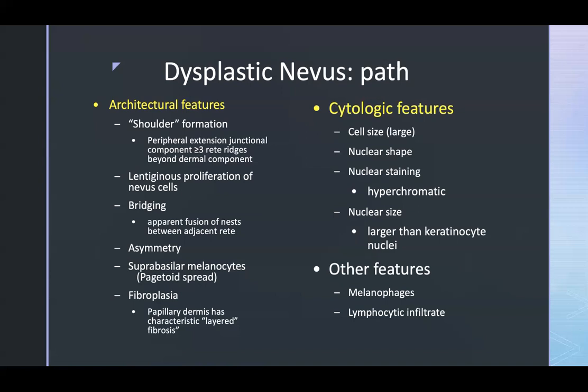And so some people just grade these as mild, moderate, or severe, and they take into account architectural and cytologic features. So you could say atypical compound nevus with mild melanocytic dysplasia or moderate melanocytic dysplasia, severe melanocytic dysplasia. That takes into account both architectural and cytologic and gives a final grade as mild, moderate, or severe.